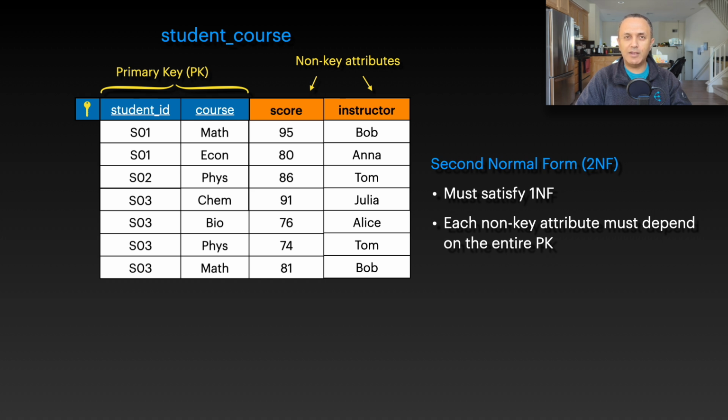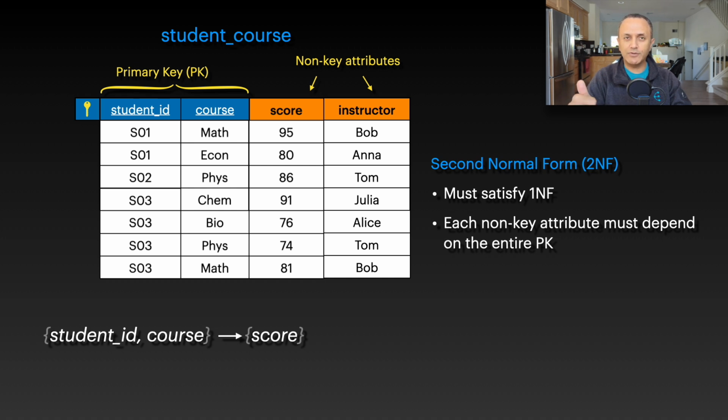Okay, what does that mean, and is that satisfied or not? Like I said, we have two non-key attributes here, score and instructor. Let's look at score. What does score depend on? As we said, score depends on the combination of student and course. Like student 01 in course math, they got this score. So score depends on both. So we can represent that as this, saying that score depends on both student ID and course. This is how we denote it. This is called a functional dependency. So score depends on the entire primary key. So that's good. This satisfies the condition.